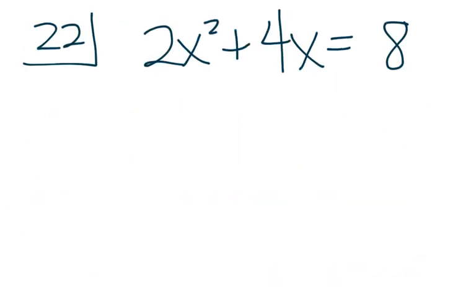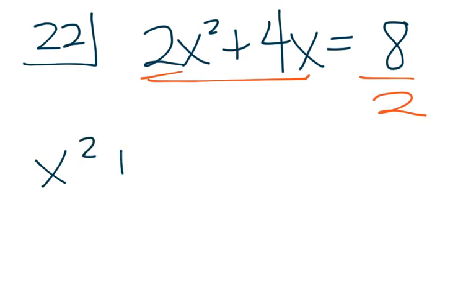Number 22, 2x squared plus 4x equals 8, and it's asking what term do you need to add to each side to complete the square. So first we want to simplify this because we can't find the square root of 2. There is no such number. So we're going to divide all of these terms by 2. So we have x squared plus 2x equals 4.